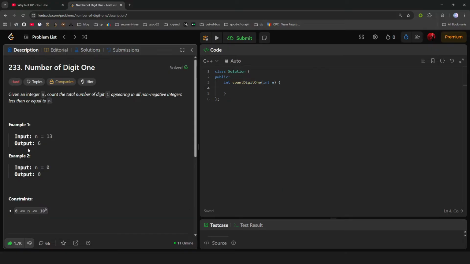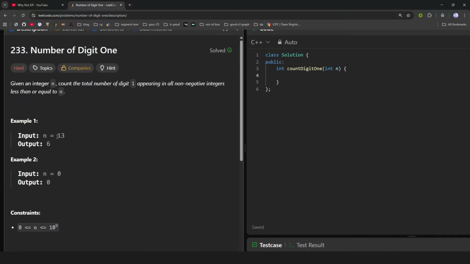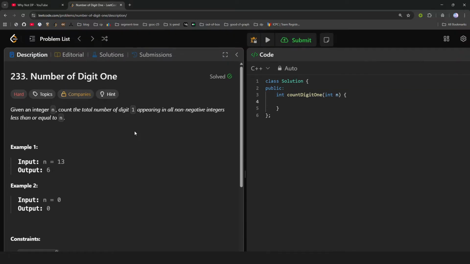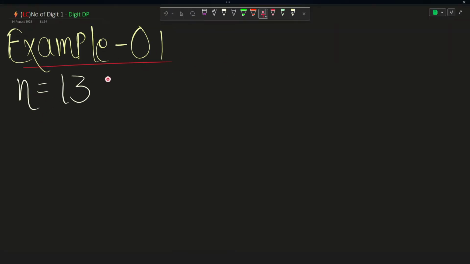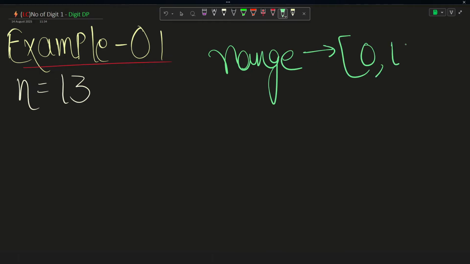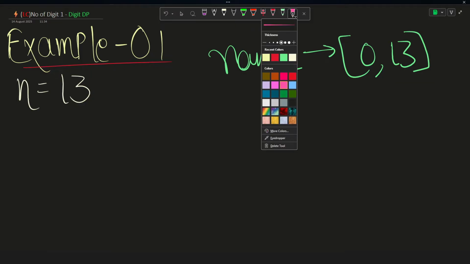Once it is clear that it is a digit DP question, let us move forward with the example part. In the first example, the value of n is 13 and the expected output is 6. Let us now try to understand why the expected output is 6 for n equal to 13. So let us now go to the blackboard. This is the first example where n is equal to 13. The range for this will be from 0 all the way till 13. You have to check each and every integer present in this range. So if I write all of these integers one by one here, let's see what will happen.